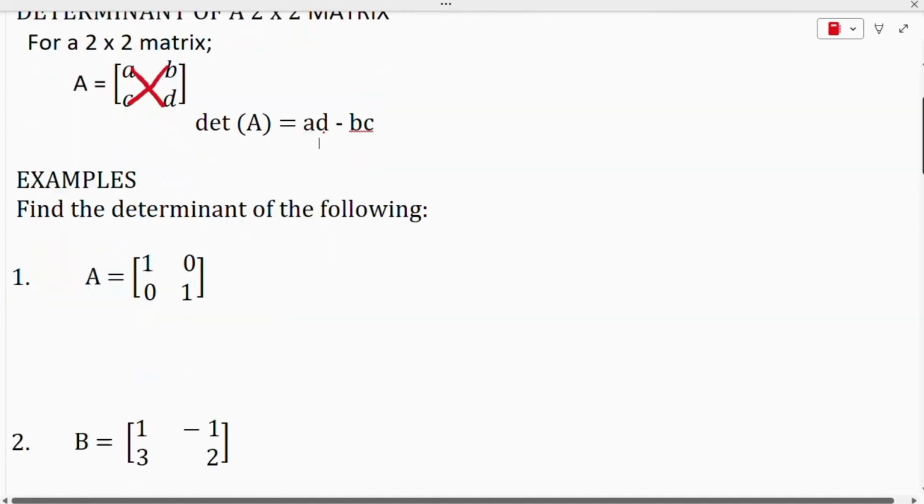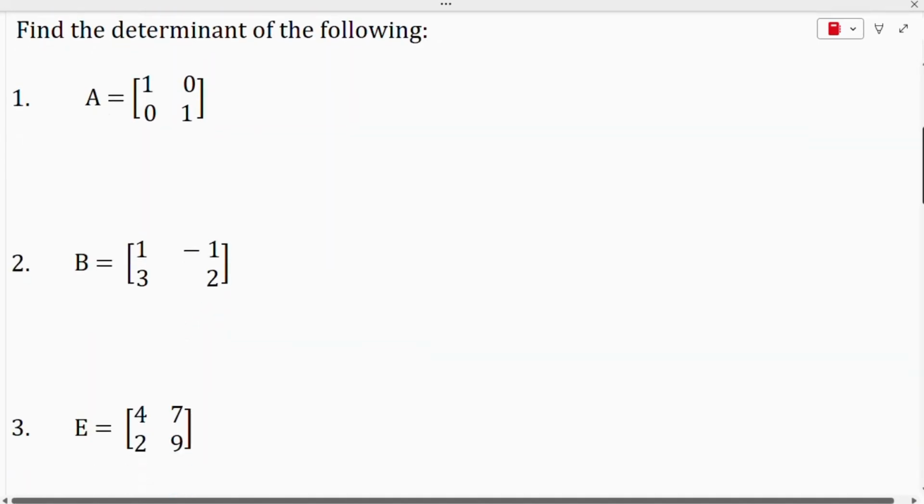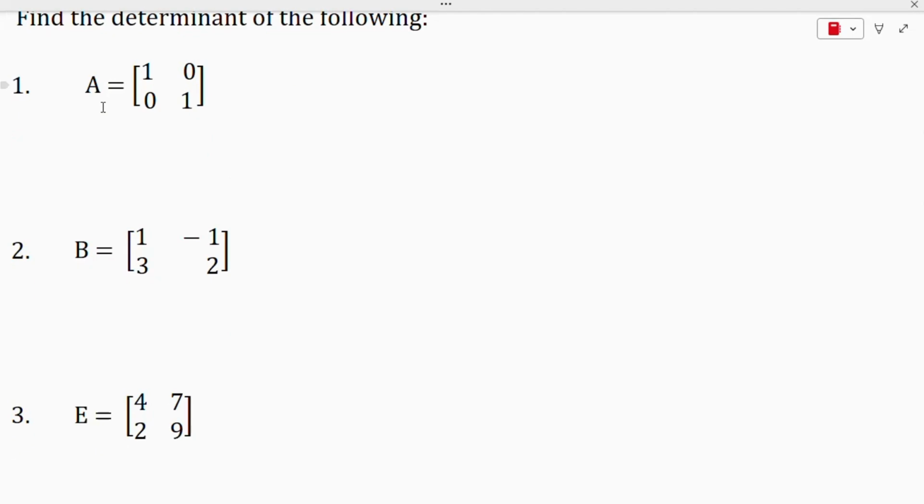Alright, so let's take a look at these examples right here. Find the determinant of the following 2 by 2 matrix. So we say that det A is equal to, we multiply these two, which is 1 times 1, minus, then we multiply this one, 0 times 0. This is equal to 1 times 1 is 1, minus 0 times 0 is 0, and this is equal to 1. So the determinant of the matrix A is 1, and we have been able to prove that if you find the determinant of an identity matrix, it is 1. Now this is an identity matrix of a 2 by 2 matrix. So we find the determinant. As you can see, the answer is always what?